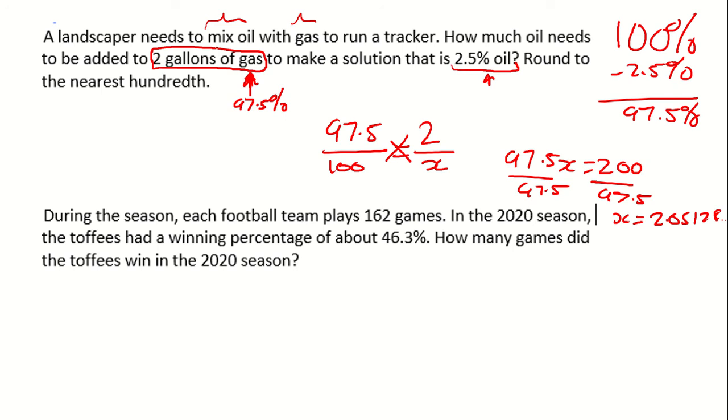So I know that 2 gallons is for the gas. So whatever's left over, subtract the 2 for the gas, that's how much we need of the oil. So I have just worked out what 2.5% of the whole of the mixture is. The question says round to the nearest hundredth. So that is this column here. The 1 we would round down, so my answer is 0.5.